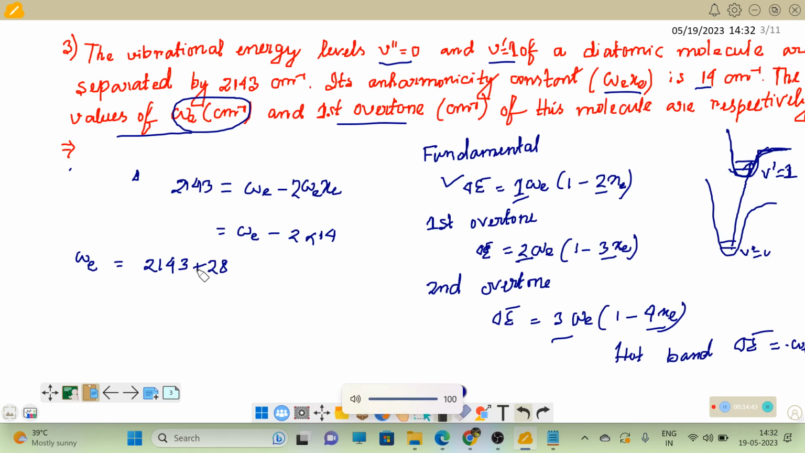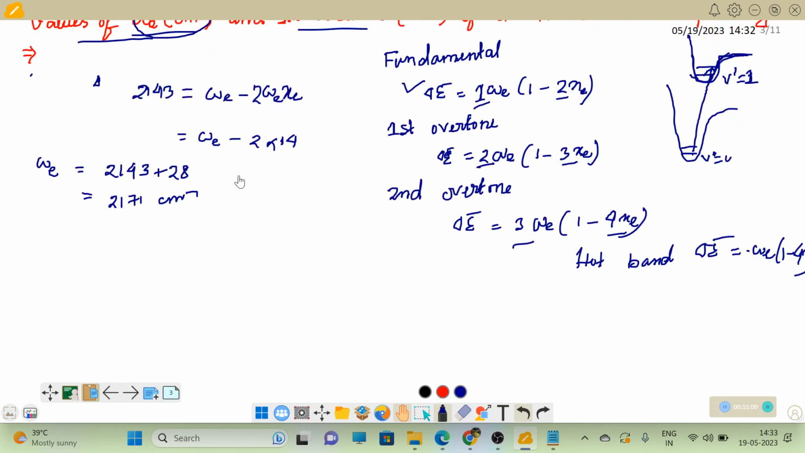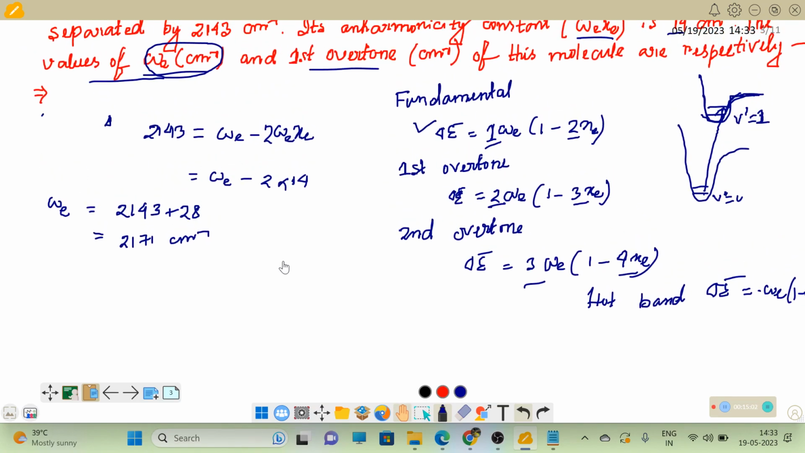Okay, so the answer is 2171 centimeter inverse. So this is the value of omega E in centimeter inverse, and now they are asking about the first overtone. So we will put this value in the first overtone.